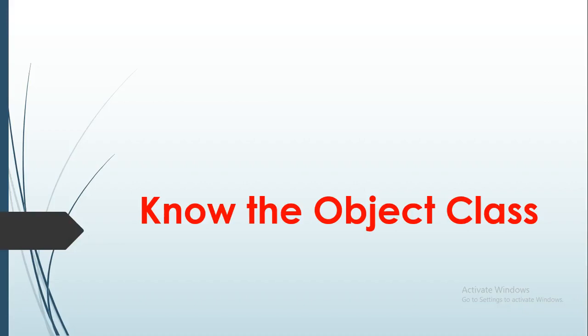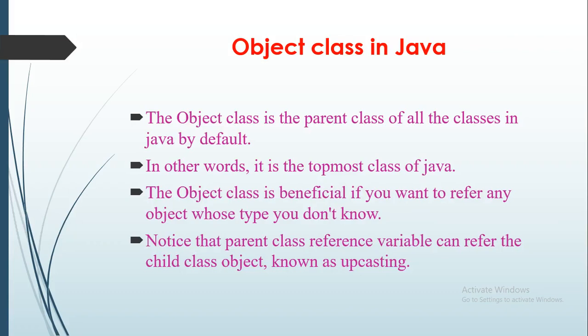In this tutorial, we are discussing the Object class. So what is the Object class in Java? The Object class is the parent class of all the classes in Java by default. In other words, it is the topmost class of Java.